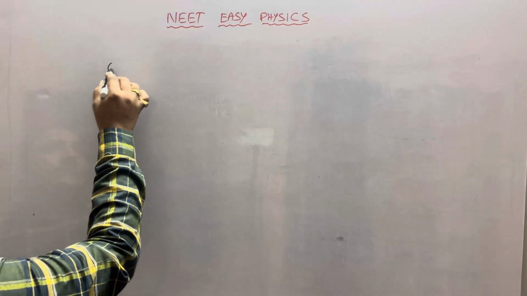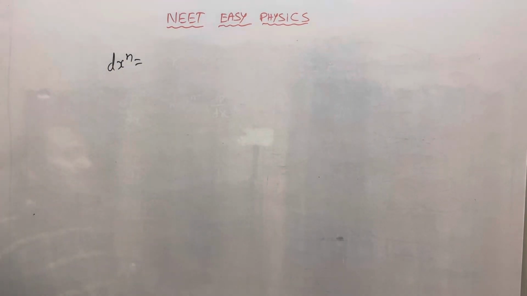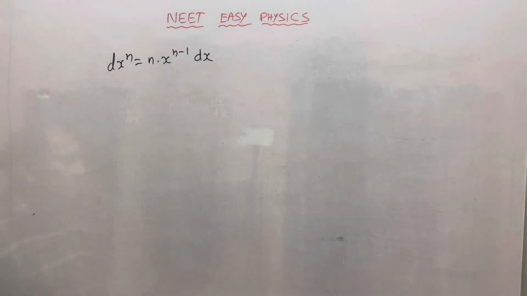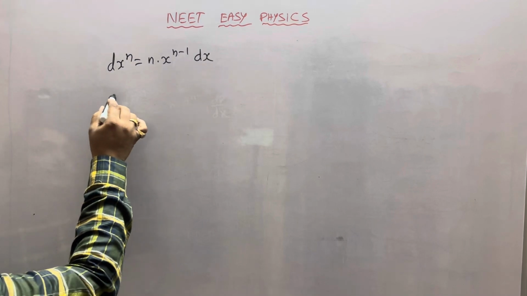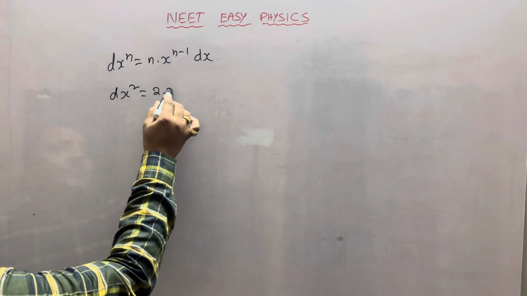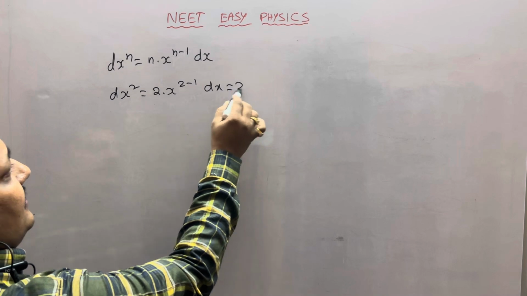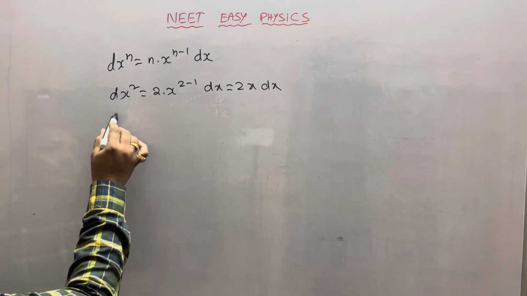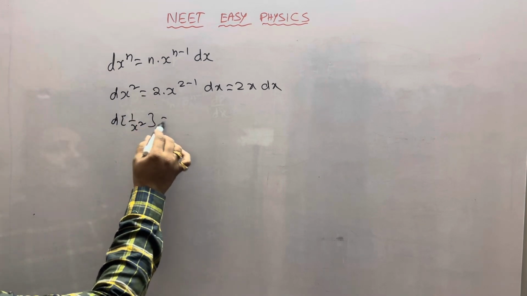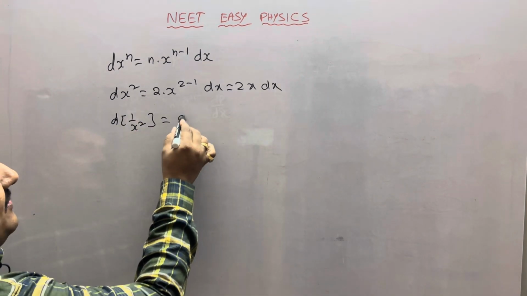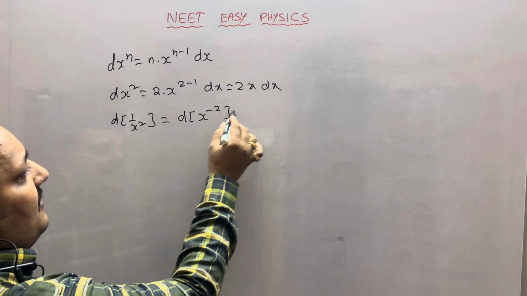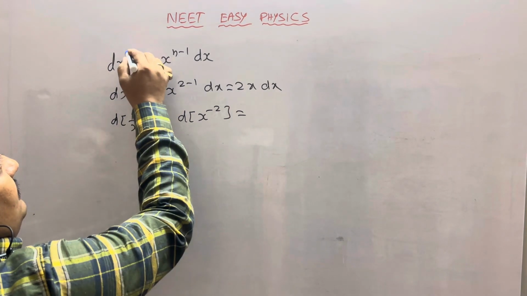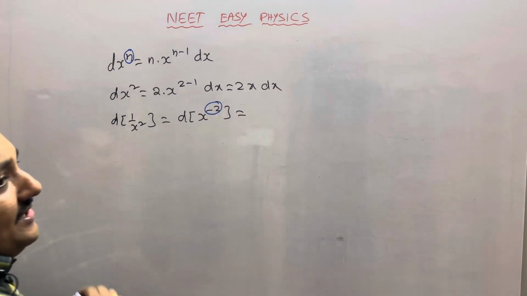So we discussed the derivative of x power n, that is n into x power n minus 1 dx. We discussed the derivative of x square: 2 into x power 2 minus 1 dx, that is 2x dx. Now how do we find the derivative of 1 by x square? This can be written as the derivative of x power minus 2. Here, in place of n, minus 2 is there.